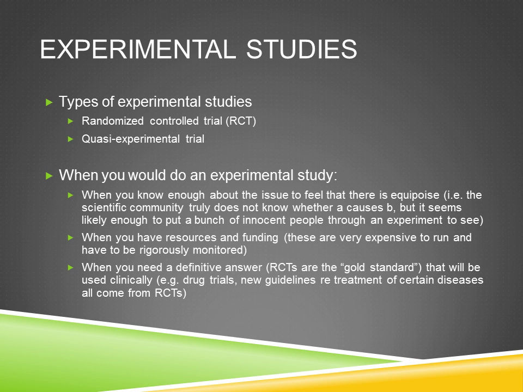whether A causes B, but it seems likely enough to put a bunch of innocent people through an experiment to see if that's true. That's kind of like the cartoon version of what equipoise really is. There's a more elegant definition that I will tell you. You also do it when you have resources and funding to do it, because RCTs are extremely expensive to run. And when you need a definitive answer, these are considered the gold standard.